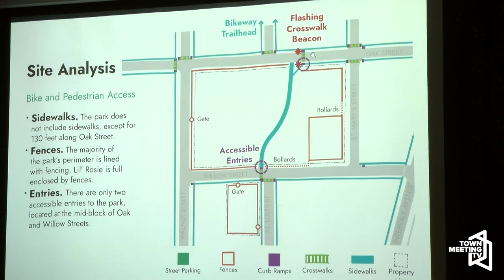And there's two accessible entries here in purple. They're at the mid-block of the park. We'd like to see those at the corners as well, but they're in the mid-block right now. And there's no accessible entrance to Little Rosie right now.